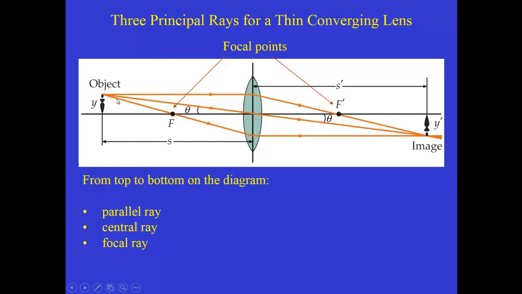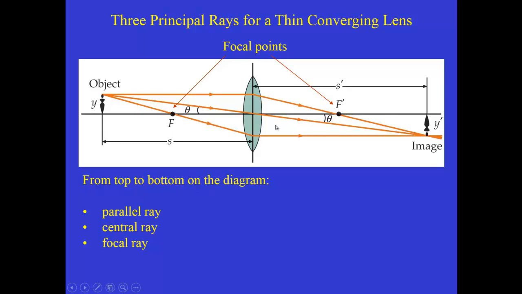And then the third ray, what's called the focal ray, is really the inverse of the first one. So if light were to come in horizontal from the right side and pass through the lens, it would be bent through the focal point to get to this point on the object. So we know that in reverse, light from that point on the object, if it passes through the focal point and hits the lens, it will then emerge parallel to the optical axis.